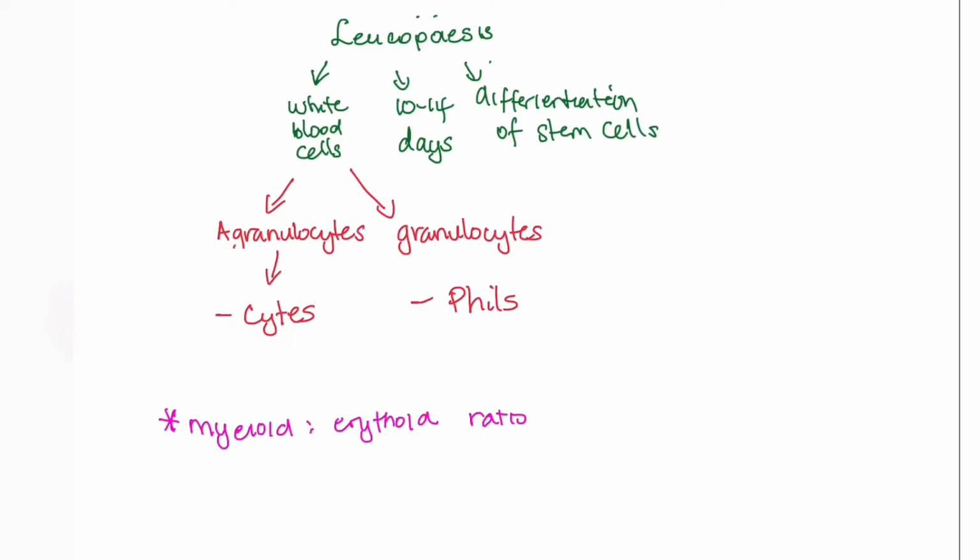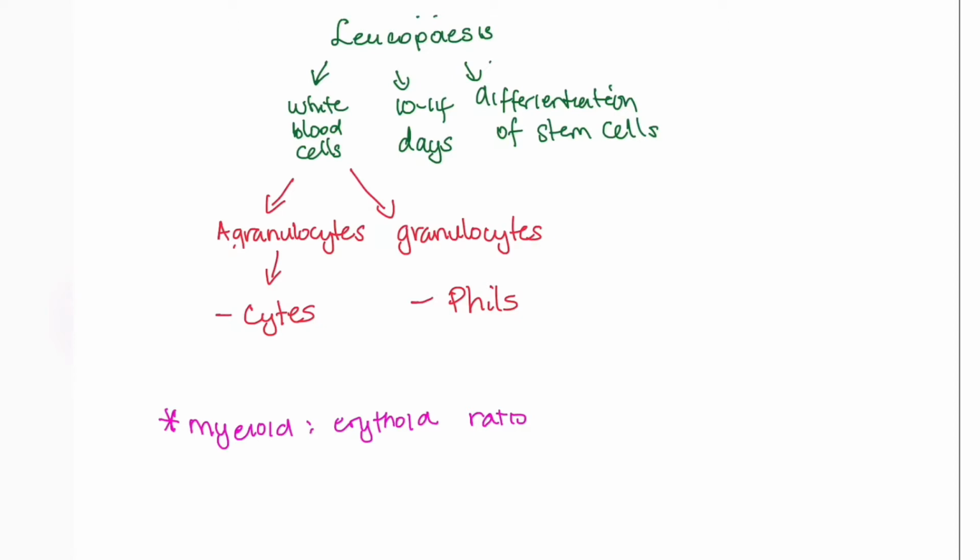Now in today's video we're going to talk about leukopoiesis. Last week we talked about erythropoiesis, which is basically the formation of your red blood cells from your stem cells, right, through differentiation and proliferation by your growth factors. Now in this video we're going to talk about leukocytes, right?